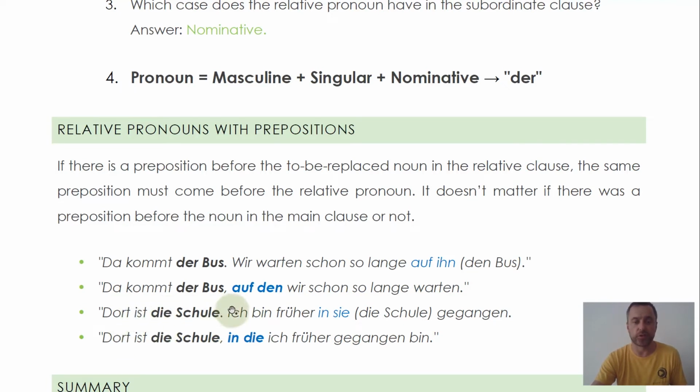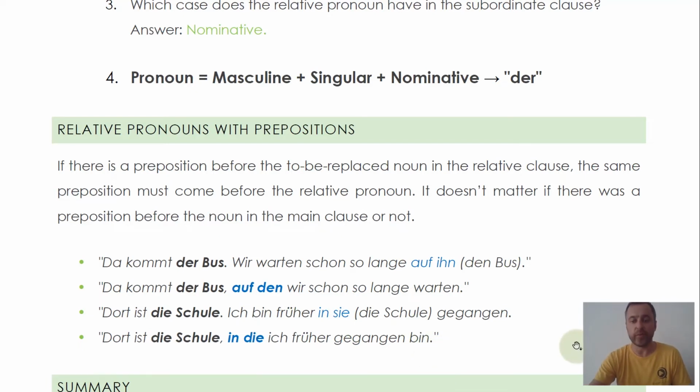Dort ist die Schule. Ich bin früher in diese Schule, in die Schule gegangen, in sie gegangen. So we have "in" in front of the thing we replace, Schule. Dort ist die Schule, in die ich früher gegangen bin. Because we use the "in" here in front, we have to use it in front of the relative pronoun too.